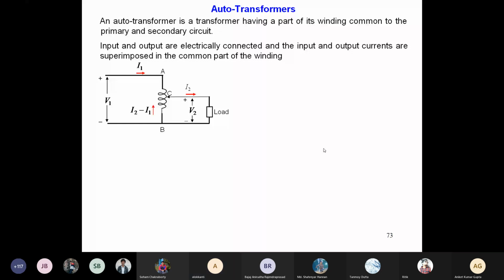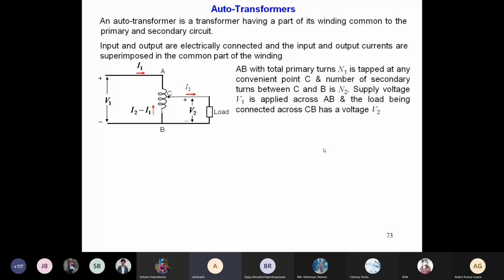So you see that AB with the total primary turns N1 is tapped at any convenient point C. The number of secondary turns, C to B, is basically N2. The supply voltage is V1, which is applied across AB, and the load is connected across CB, with the voltage V2. Okay, so this is basically the principle of auto transformer.